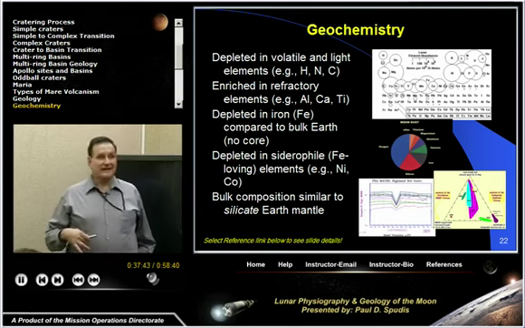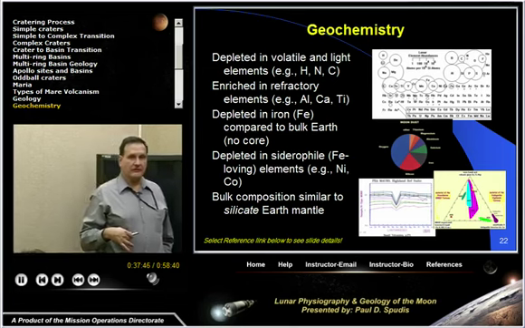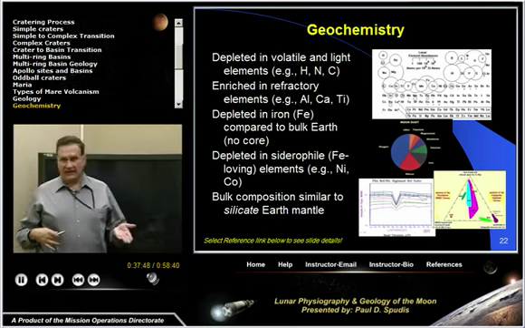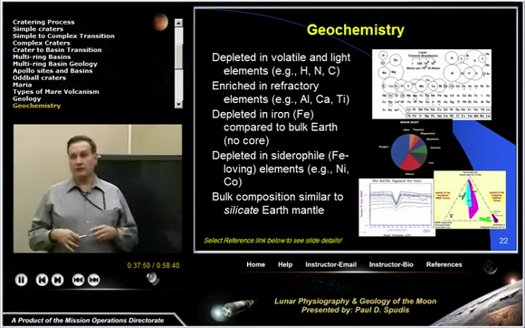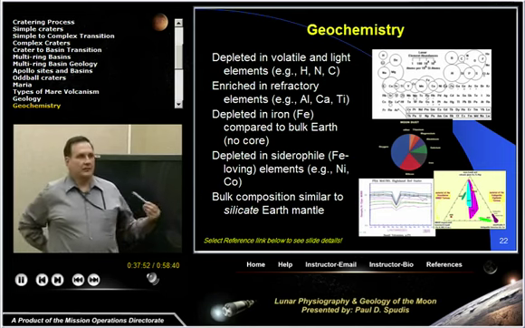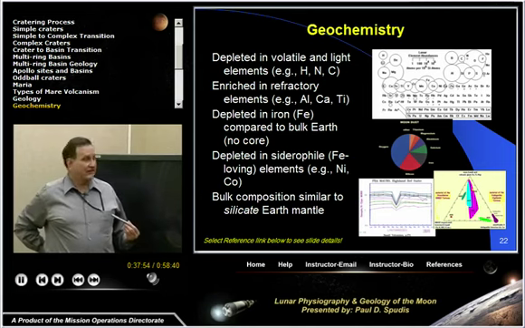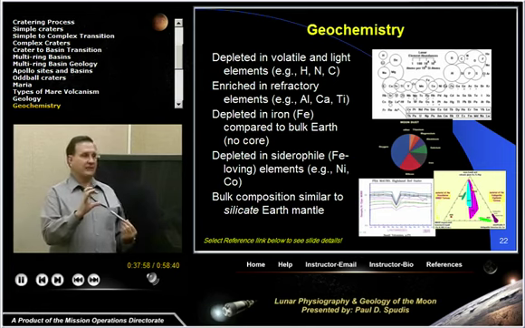It's also depleted in iron relative to the bulk Earth. The density of the bulk Earth is 5.5 grams per cubic centimeter. The moon's is 3.3. So what's the difference? The most cosmically abundant element that's dense is iron, and it's depleted in the moon. And what's the reason? Because the moon doesn't have a big iron core.